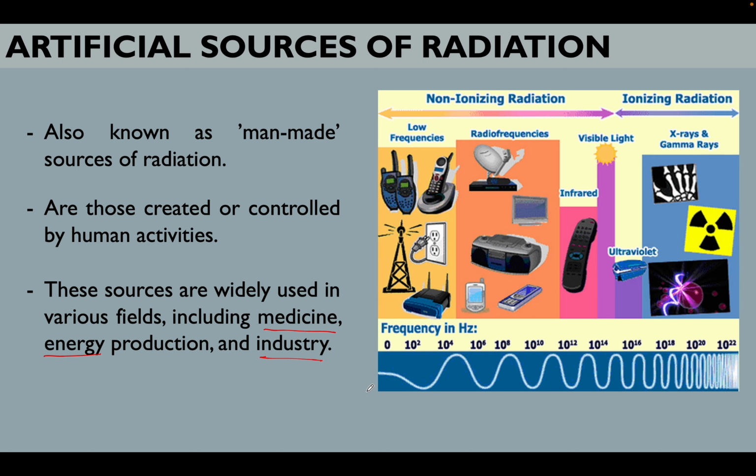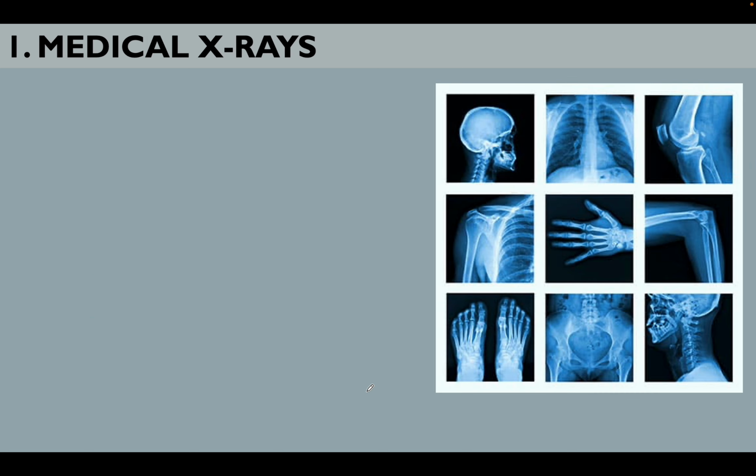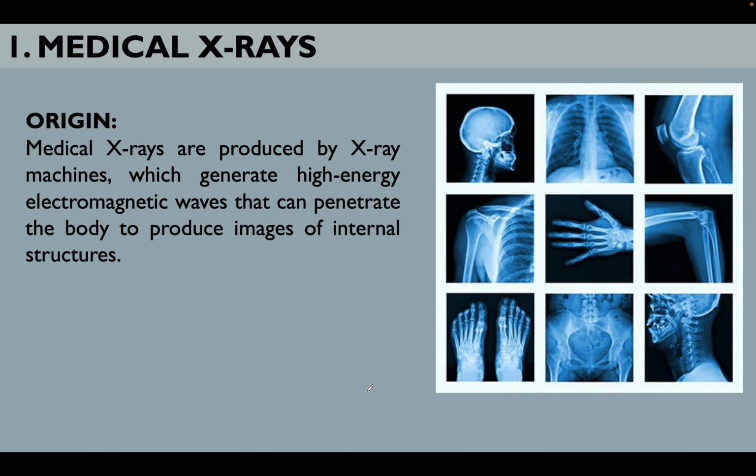So, let's start with the first one, which is very common. We have the medical X-rays. The origin of this radiation: medical X-rays are produced by X-ray machines. I think most of us, or all of us, have encountered X-ray machines.